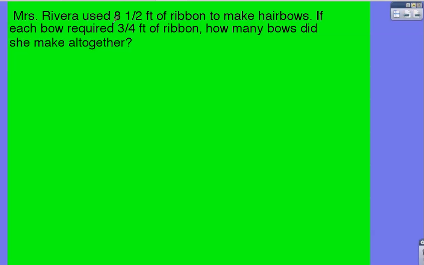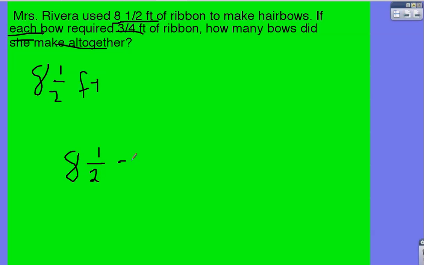Well, we know how much material she started with, 8.5 feet of ribbon. That's how much she had to start with. And each bow takes 3/4 feet of ribbon. So that means that we want sections of 3/4 because we're going to make how many bows she made altogether. So we're going to take 8.5 feet, which is the total that she started with, and we're going to split it into sections of 3/4 of a foot. That means we're dividing because we're evenly splitting it into sections of 3/4. So this is a division problem, and if you notice, it's a fraction division problem.